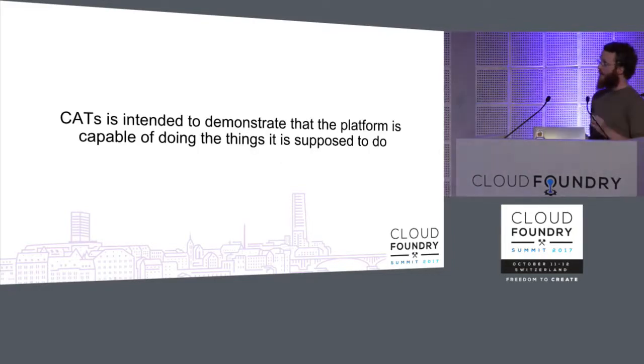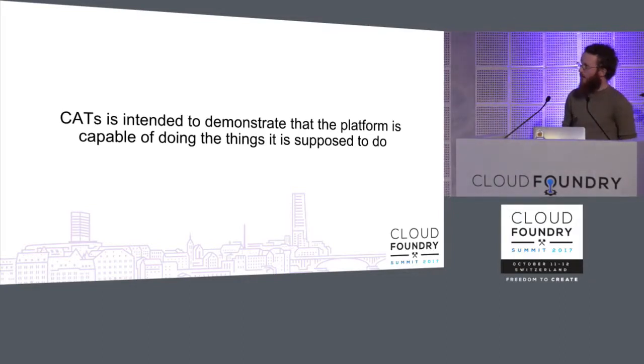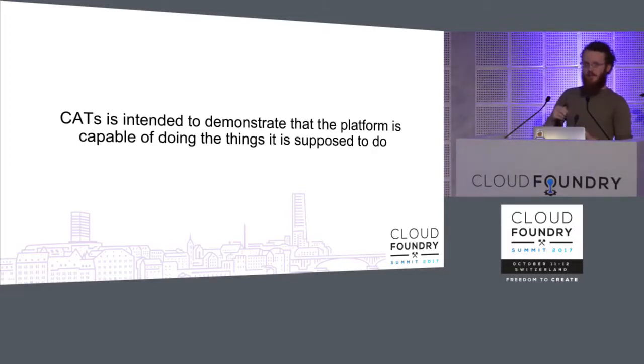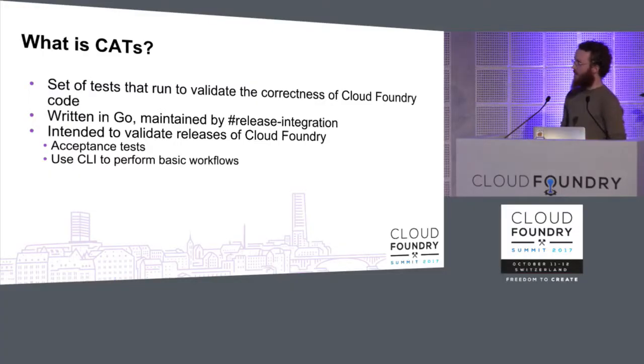So the first part is, what is CATS? CATS is intended to demonstrate the platform is capable of doing the things it is supposed to do. And so once you've run CATS and you've had a green test run, this means that on the user level, most of the things that you expect your Cloud Foundry to be able to do, to push applications, to bind services, to route traffic to the different components inside the Cloud Foundry, it is proven that all of those things can work. It is written in Go. It's maintained by the release integration team. Just a bit of trivia about the CATS test suite.